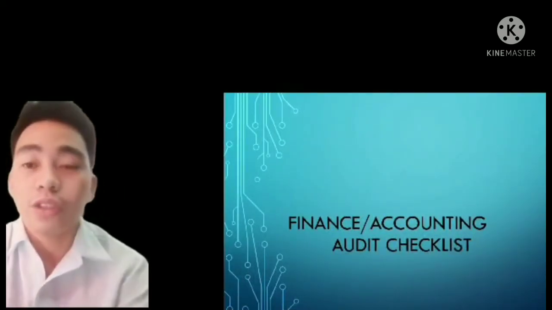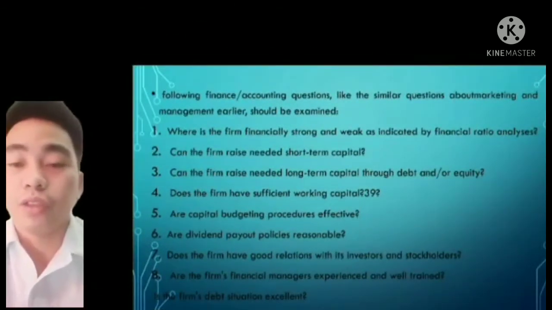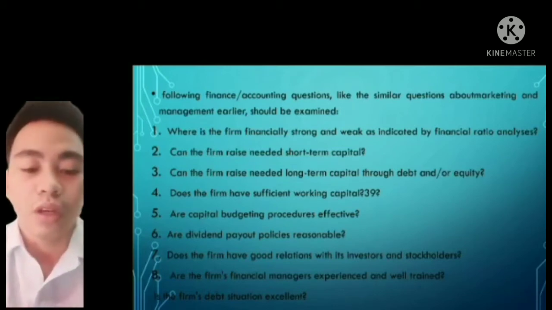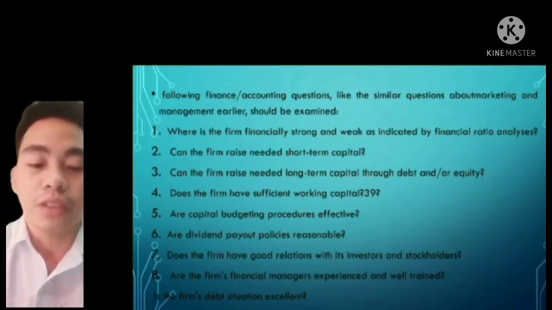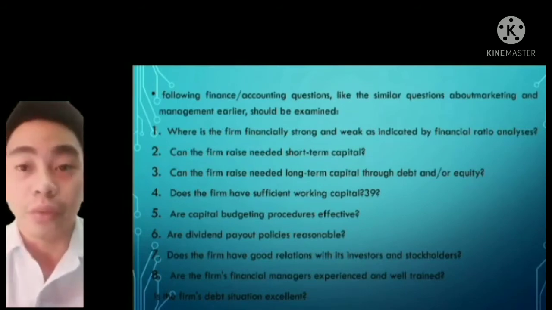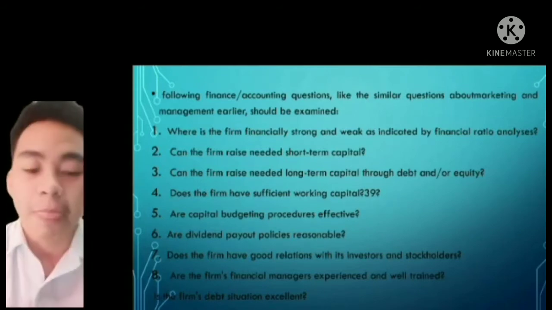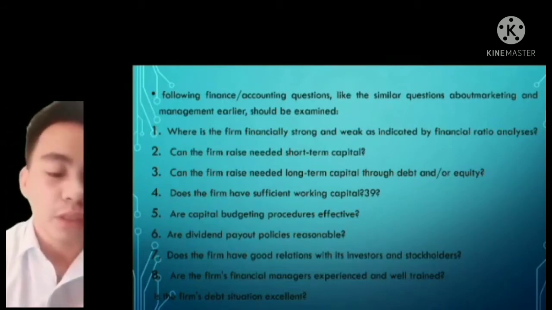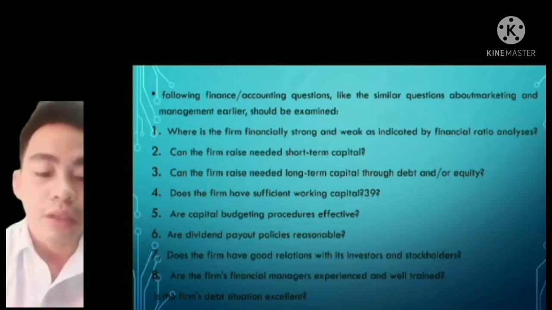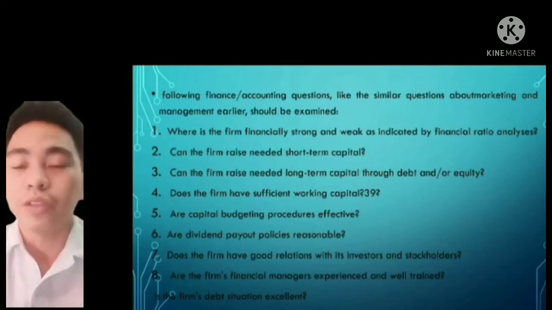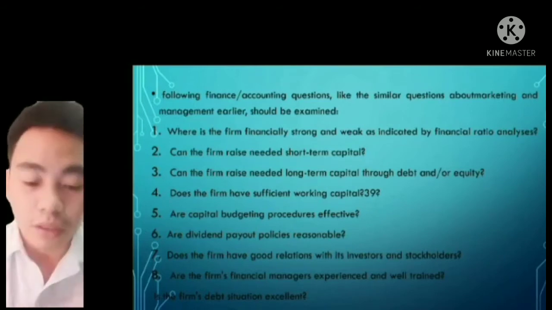Finance accounting audit checklist. The following finance accounting questions, like the similar questions about marketing and management earlier, should be examined. Number one: Where is the firm financially strong and weak as indicated by financial ratio analysis? 2. Can the firm raise needed short-term capital? 3. Can the firm raise long-term capital through debt and/or equity? Number 4. Does the firm have sufficient working capital? 5. Are capital budgeting procedures effective? Number 6. Are dividend payout policies reasonable? 7. Does the firm have good relationships with investors and stockholders? Number 8. Are the firm's financial managers experienced and well trained? Number 9. Is the firm's debt excellent?